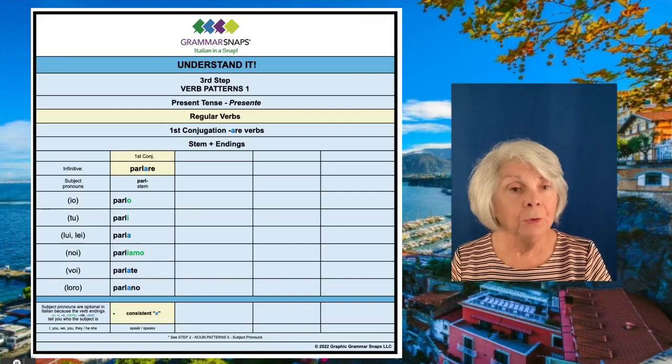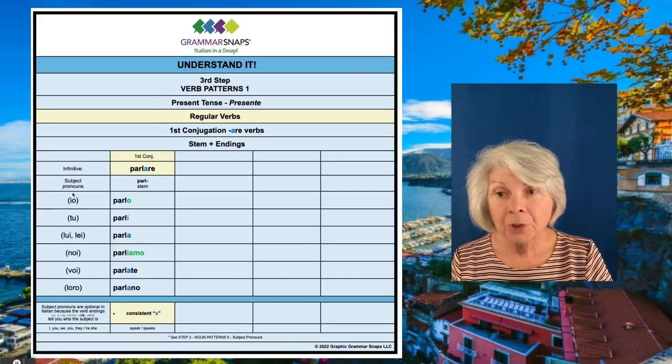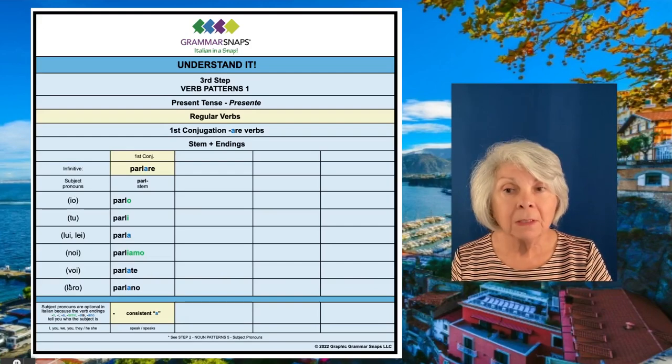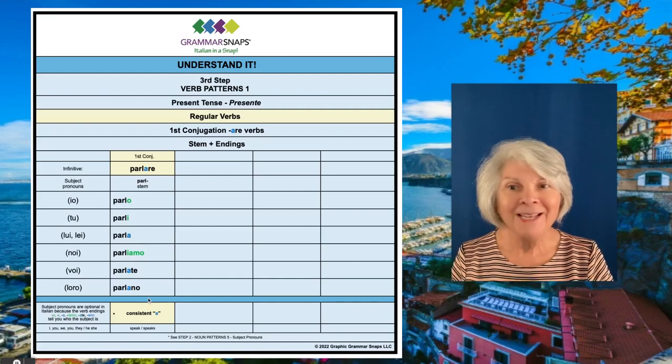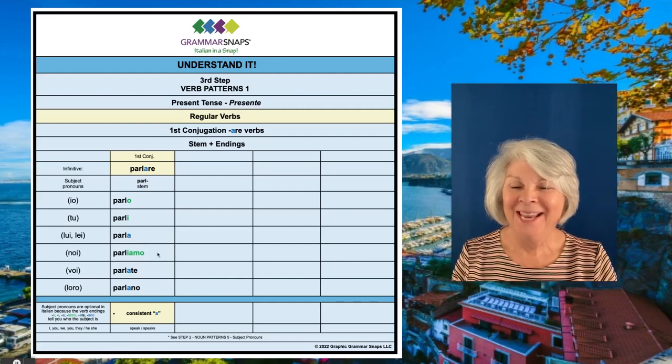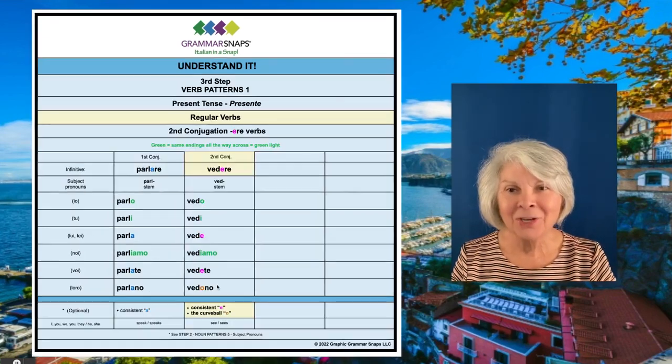We also notice something else. My subject pronouns are in parentheses. You can figure out why. Unlike English, we don't need them. They're optional. Why don't we need them? Because the endings tell us who the subject is. Isn't that fascinating? Okay, let's look at our second conjugation.